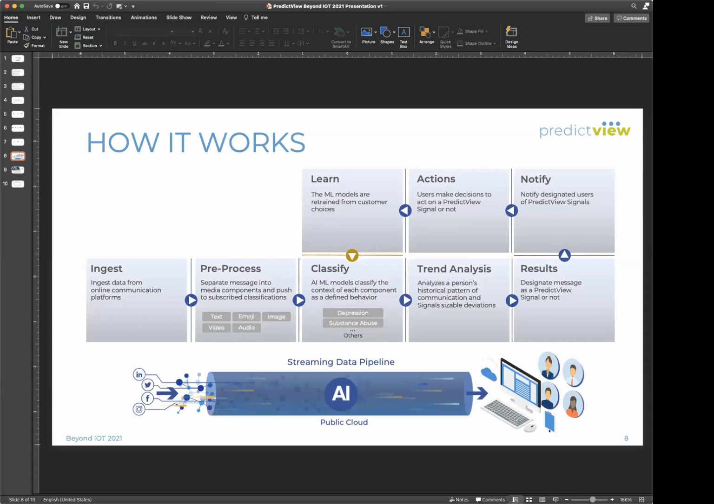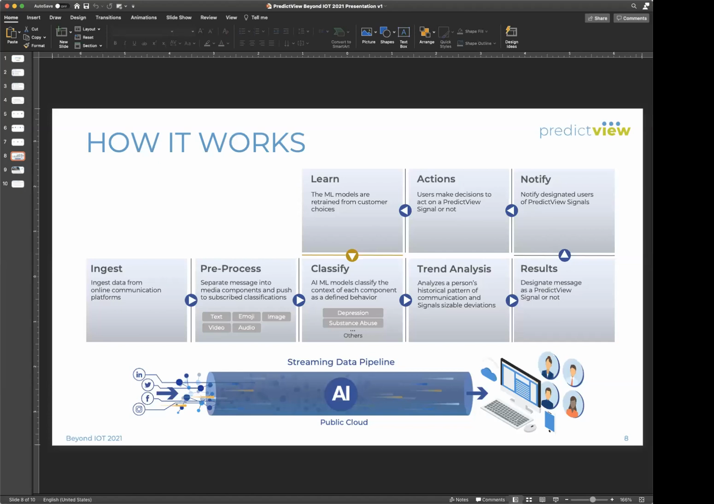A little bit on how this thing works. The platform is built on a streaming data pipeline implemented on a public cloud, currently using Google's GCP. It is architected for massive scalability. The first stage ingests data from online communication platforms like social networking sites and professional networking sites like Facebook, Instagram, Twitter, and so forth. The pre-processing stage separates the posted message into its components: text, emoji, image, video, audio, and determines what classifications apply to the customer's subscription level. The classify stage is where the AI models reside. This is what we worked on with the Nimbus team.